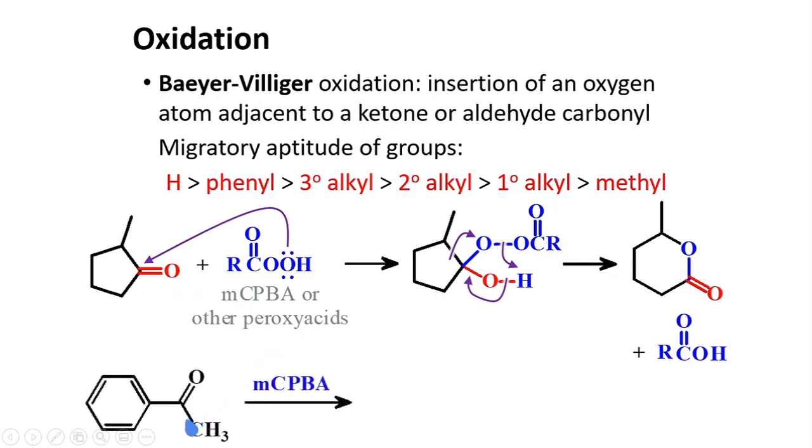Another example is with acetophenone here. If you react it with MCPBA, an oxygen may be inserted at this position or at this position. And if you consult this order of migratory aptitude here, phenyl is more likely to migrate compared to methyl. So, the oxygen will be inserted at this location to give you this product.